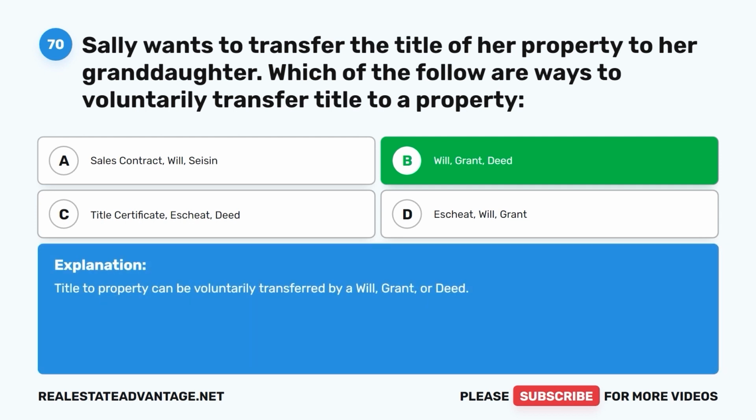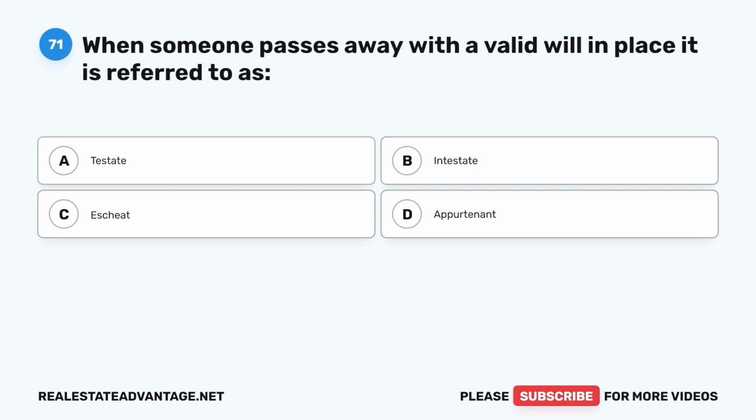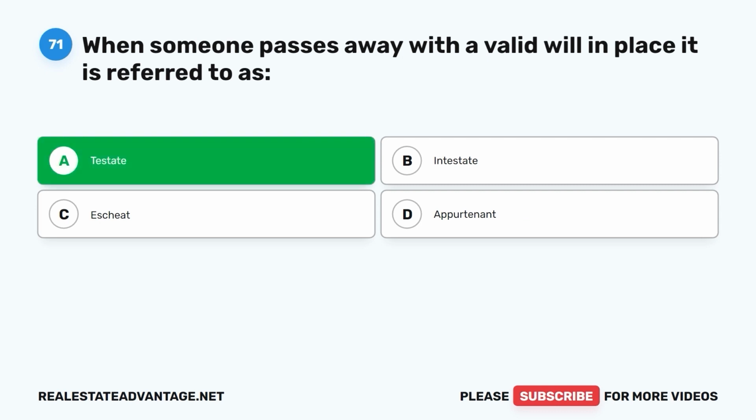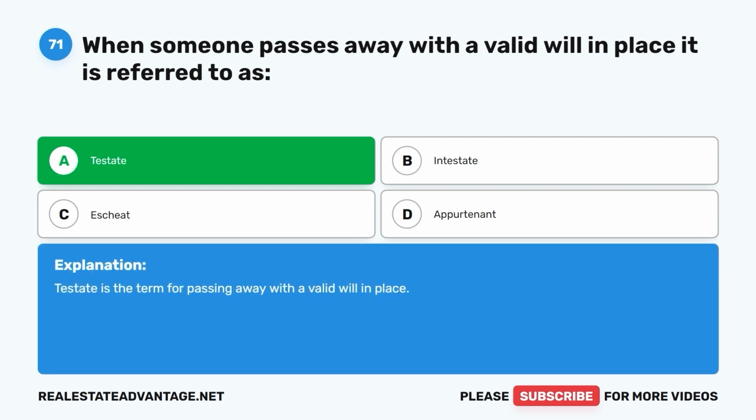Title to property can be voluntarily transferred by a will, grant, or deed. Question 71. When someone passes away with a valid will in place, it is referred to as: A. Testate. B. Intestate. C. Escheat. D. Appurtenant. The correct answer is A. Testate. Testate is the term for passing away with a valid will.